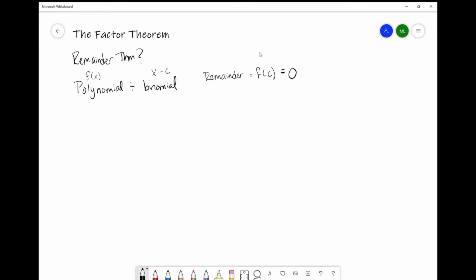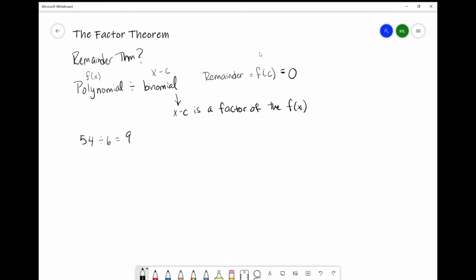What if it's equal to 0? Then x minus c is a factor of the polynomial f of x. So again, what does it mean by factor? Let's take simple numbers right now. If I did 54 divided by 6, what do I get? I get 9. It's a number without a remainder. The remainder is 0. 6 of those 9s will go into 54.